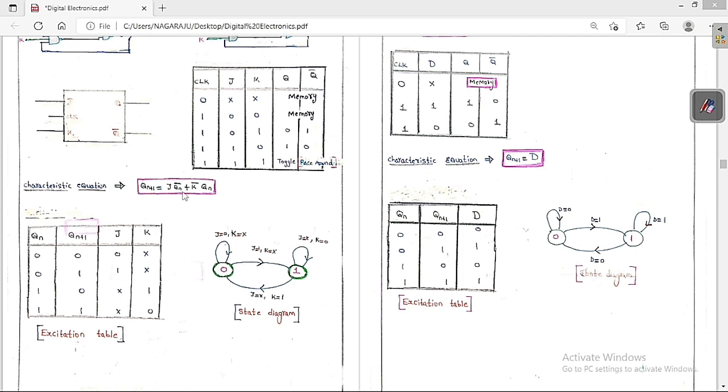Qn+1 is equal to J into Qn bar plus K bar into Qn. So this is the characteristic equation that we are going to get. So this is all about this one.